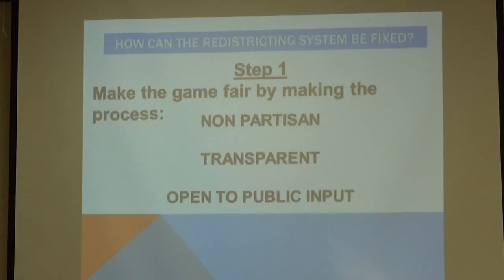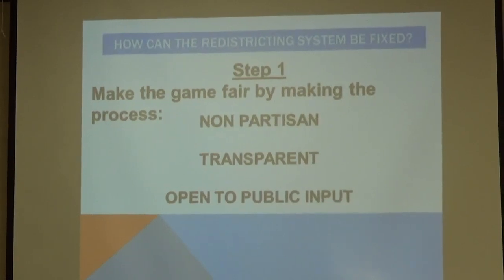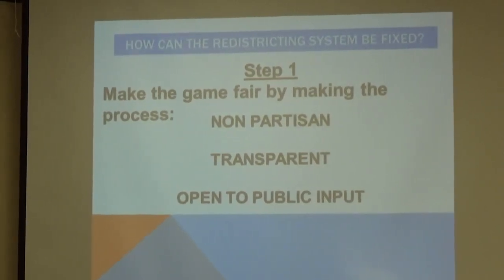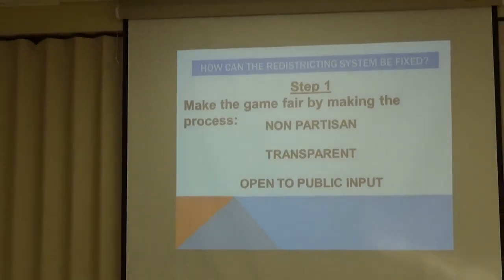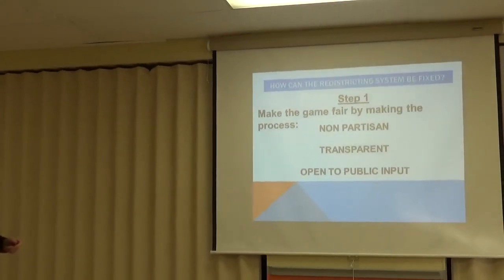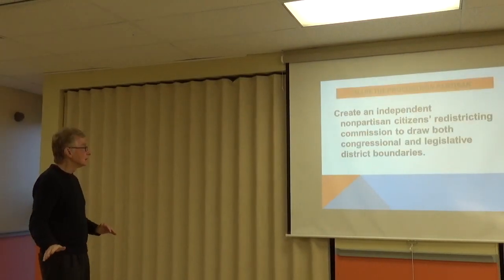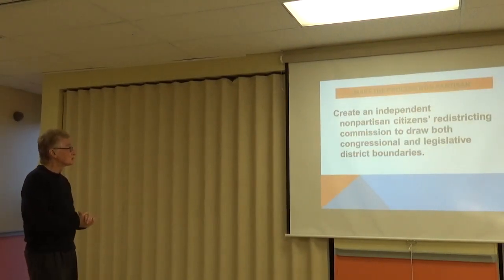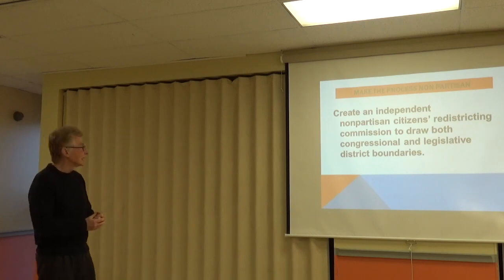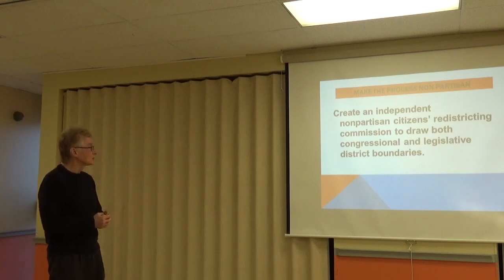So how can the redistricting system be fixed? Well, you can make the game a lot fairer. You can make it nonpartisan, you can make it transparent, and you can make it open to public input. One of the ways to do that is to create an independent, nonpartisan Citizens Redistricting Commission to draw both the congressional and the legislative district boundaries.